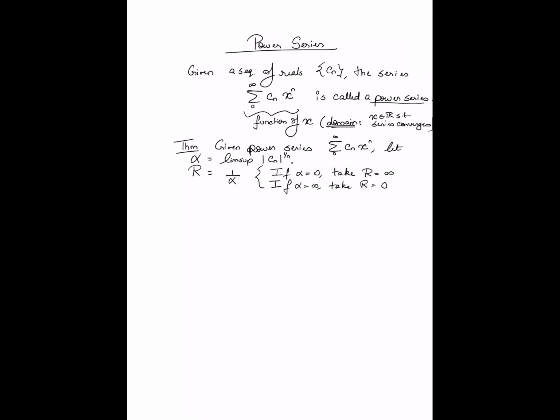Okay, so with these interpretations, the final statement of the theorem is that the power series converges when absolute value of x is less than R, and diverges for absolute value of x greater than R. Okay, that's the statement of this theorem. So this R is in fact referred to as the radius of convergence.